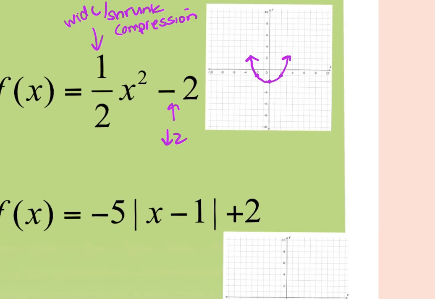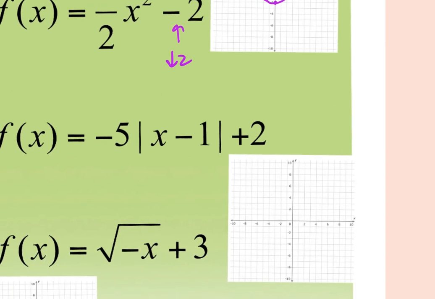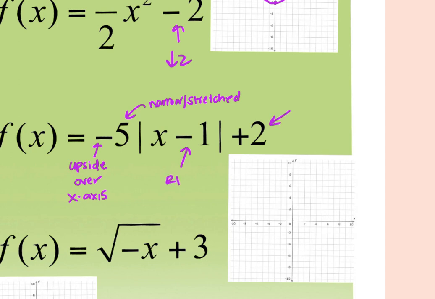Five is getting more on level with what you might see on your test. It's going to be more than one transformation built in. It's going to be several. 5's absolute value of x is your parent function. The negative on the front does what? Upside down. Or over the x. What's the 5 do? Makes it narrow or stretched vertically. What's the minus 1 do? Right 1 plus 2, up 2.